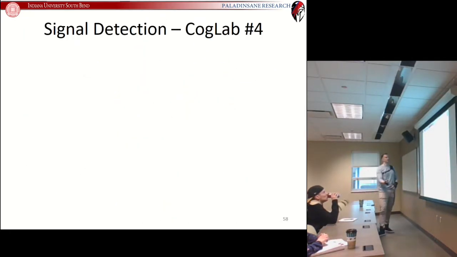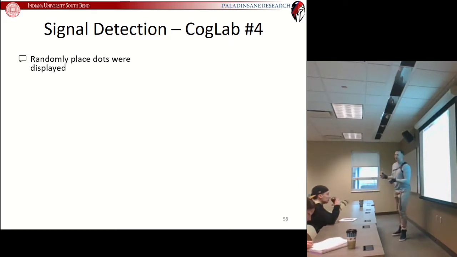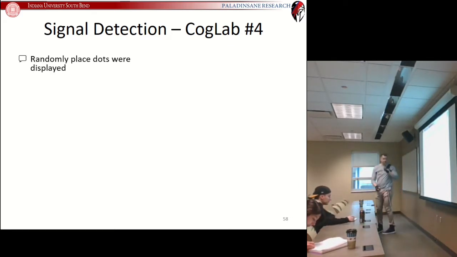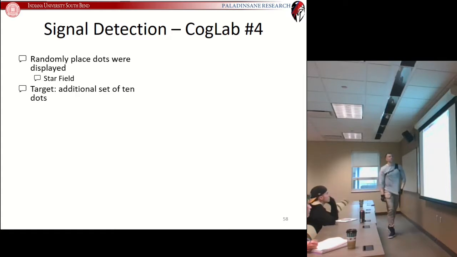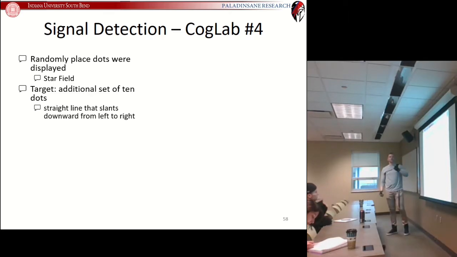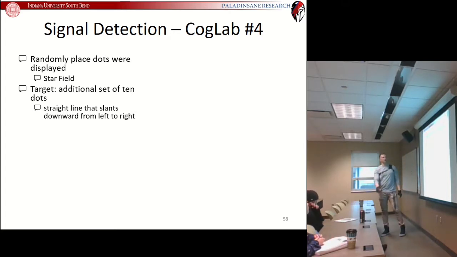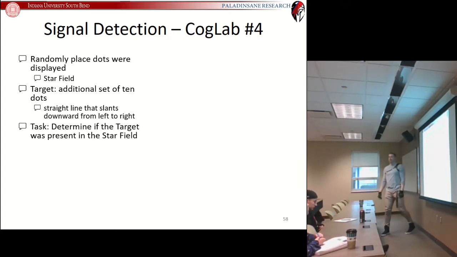All right, CogLab number 4, signal detection. Randomly placed dots were displayed on your screen. This was known as the star field. And the target was an additional set of 10 dots, aligned in a straight line that slanted downward from left to right. It was your job to determine if that slanted line was present or absent. Either the signal was there, or it was absent, it was just the noise distribution, just the star field.